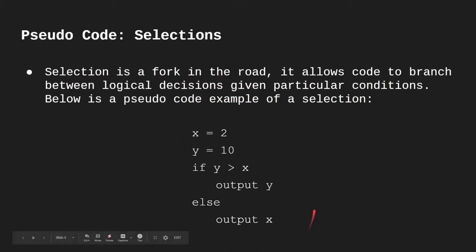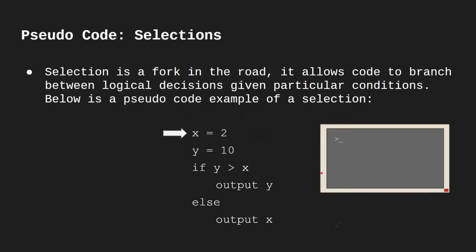Again, here's a block of pseudocode. So let's go ahead and go to the next slide, and we're going to step through this program here. So the first thing that we're doing is we are going to assign the value 2 to x. Next, we're going to assign the value 10 to y.